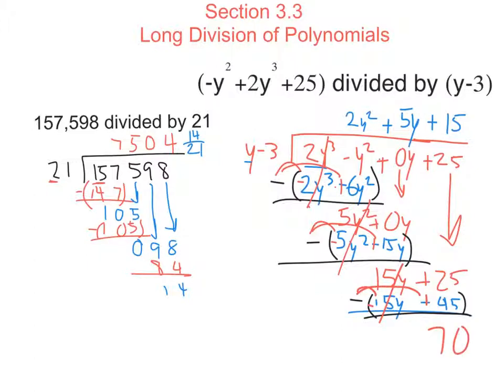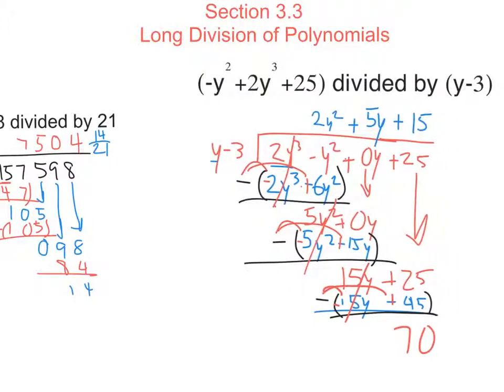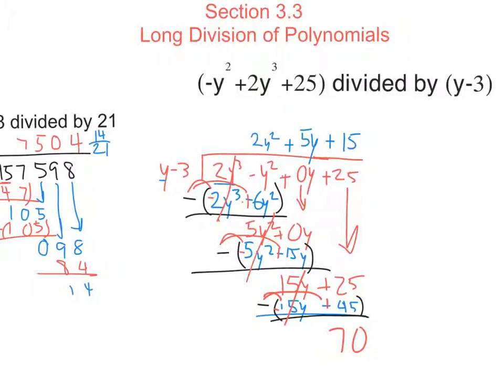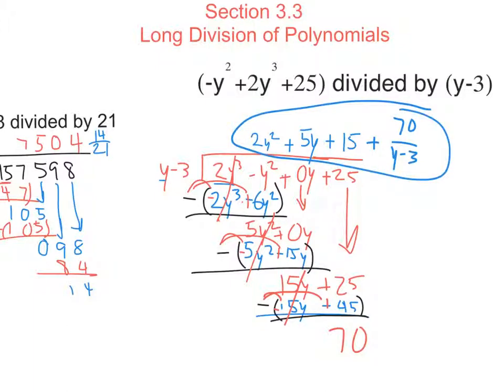That is your remainder. So what do we do when we have a remainder? We put it over the original divisor. So what I'm going to do is go back up here and put a plus sign, and I'm going to put a fraction, and we said the remainder goes on top, and the original divisor, y minus 3, goes on the bottom. Ladies and gentlemen, this is your answer for that division of polynomials up there.